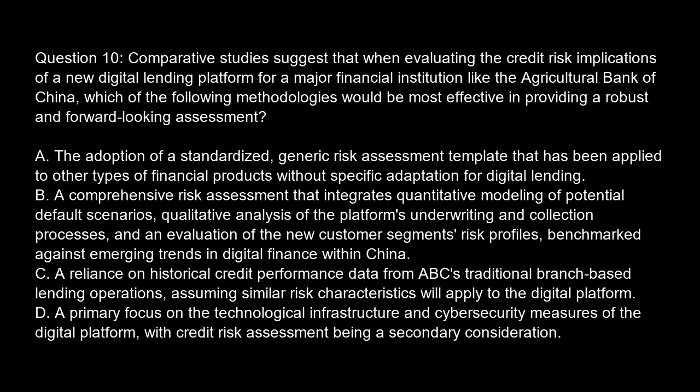Option B. A comprehensive risk assessment that integrates quantitative modeling of potential default scenarios, qualitative analysis of the platform's underwriting and collection processes, and an evaluation of the new customer segment's risk profiles, benchmarked against emerging trends in digital finance within China. Option C. A reliance on historical credit performance data from ABC's traditional branch-based lending operations, assuming similar risk characteristics will apply to the digital platform. Option D. A primary focus on the technological infrastructure and cybersecurity measures of the digital platform, with credit risk assessment being a secondary consideration.